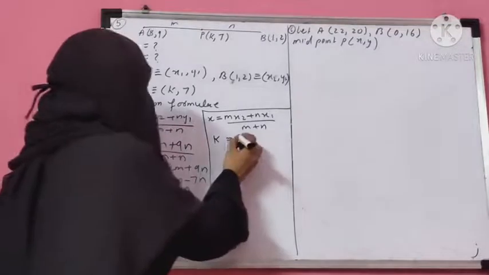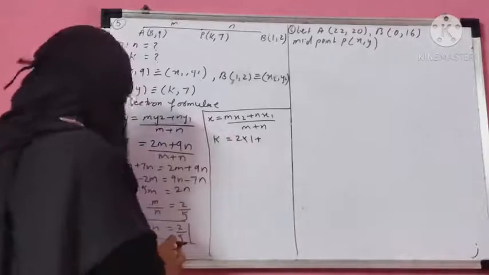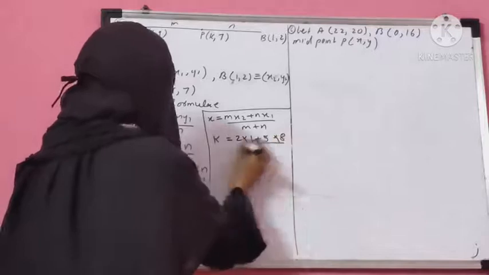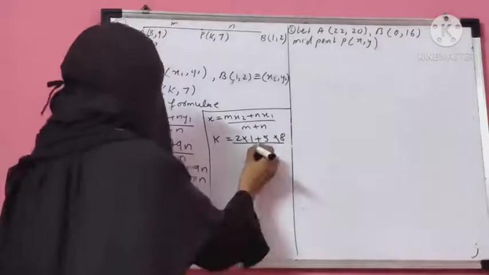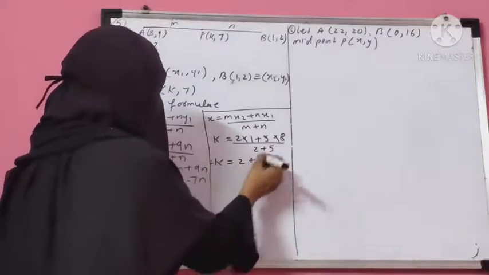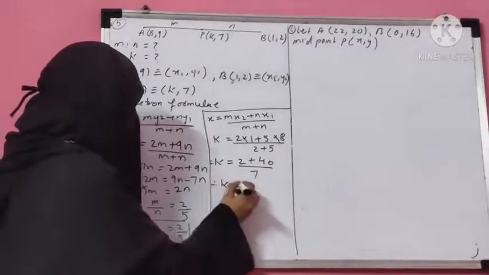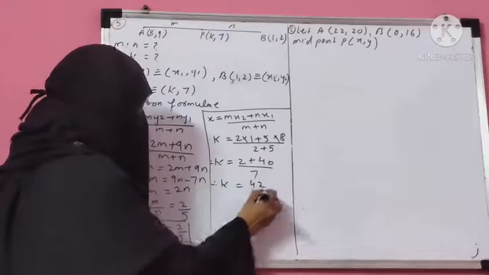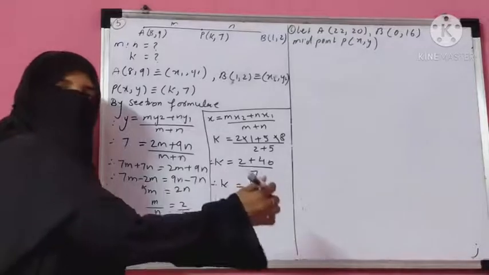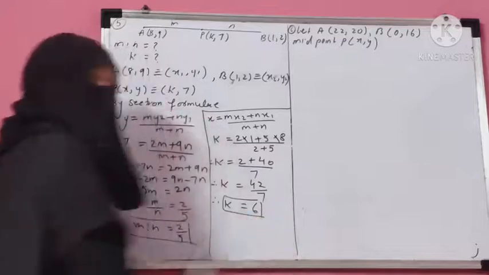The m value you have is 2, into the x2 value, which is here 1, plus n, you have 5, into the x1 value, which is 8. Divide by m plus n, that means 2 plus 5. So k is equal to 2 ones are 2, 5 eights are 40, divided by 5 plus 2 is 7. So k is equal to 40 plus 2 is 42, divided by 7. So k is equal to 7 sixes are 42. So your answer is k is equal to 6.